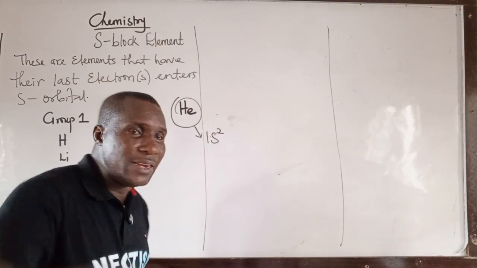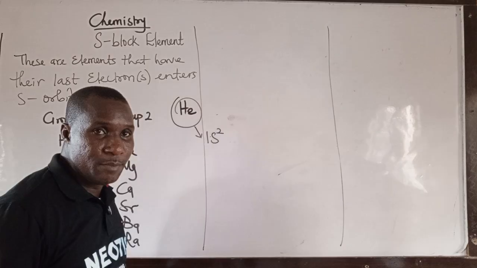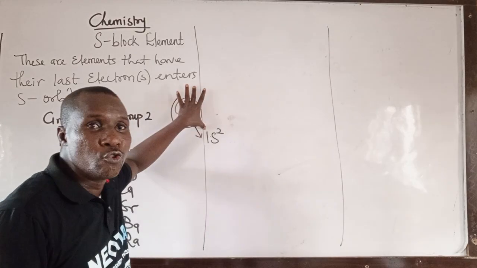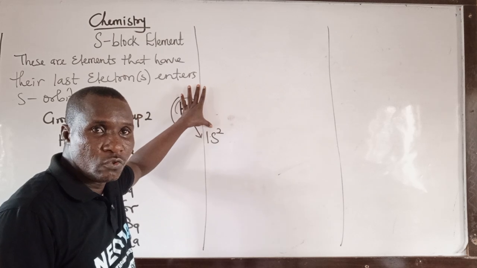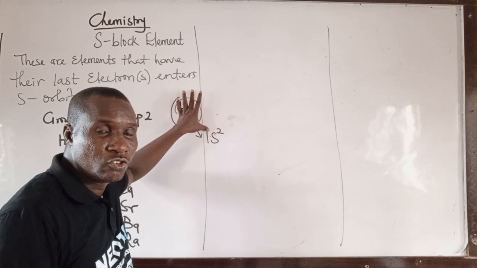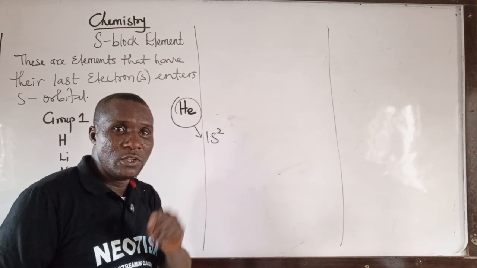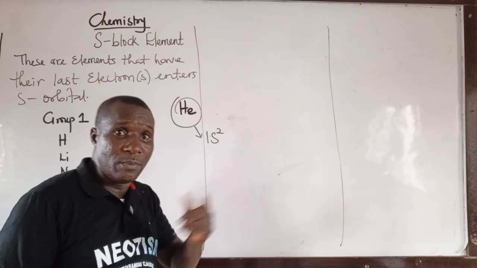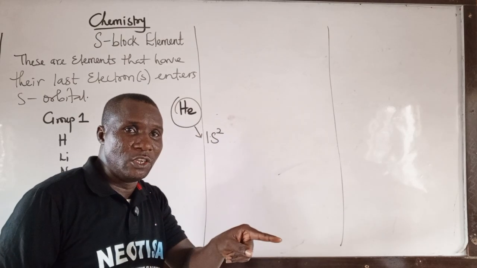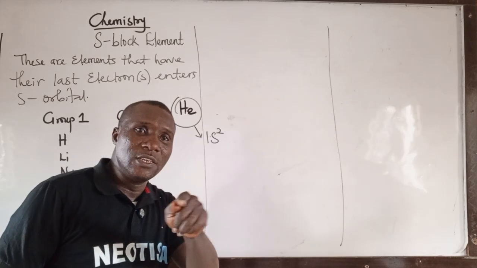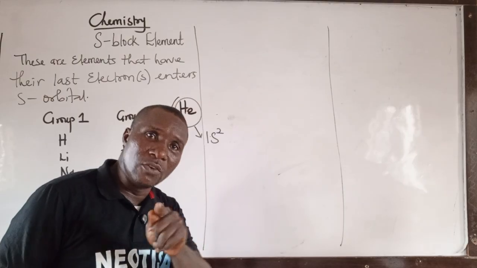But technically, it is not classified as an S block element. Why? Because it is in group 18, which is the noble gases group. There is a question in JUPEB 2020, number 30, which we are going to do. Helium was in the option, calcium was in the option, and they asked you to find the S block element. You will see the question. The answer to that question is calcium, not helium.